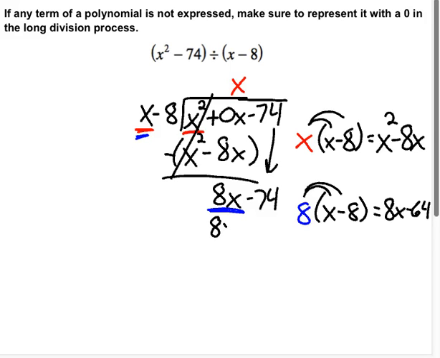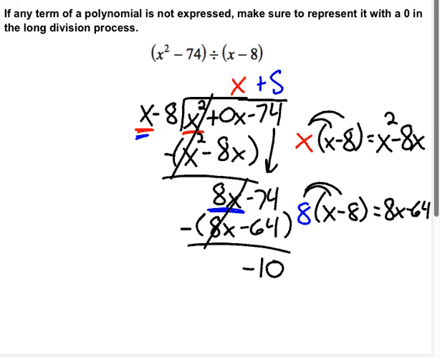So that's what I'm going to put over here. Subtract them to see how close you got. 8x minus 8x, that should always cancel out. The goal is you're eliminating one piece at a time. Negative 74 minus a negative 64. Again, subtracting a negative is the same thing as adding. So negative 74 plus 64 is still going to leave you with a negative 10.